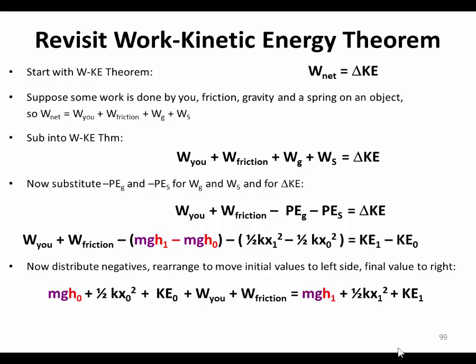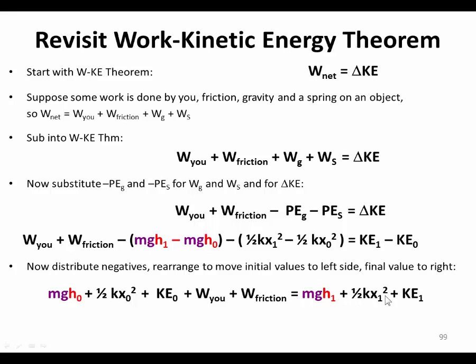After we distribute our negatives and rearrange a bit, you'll see what we have left here. Here's our initial potential energy due to gravity. Here's the initial energy we have stored in the spring. Here's our initial kinetic energy due to motion, 1/2 mv squared. And here are our two components, work by you and friction, and I'll replace that in a moment with work non-conservative.